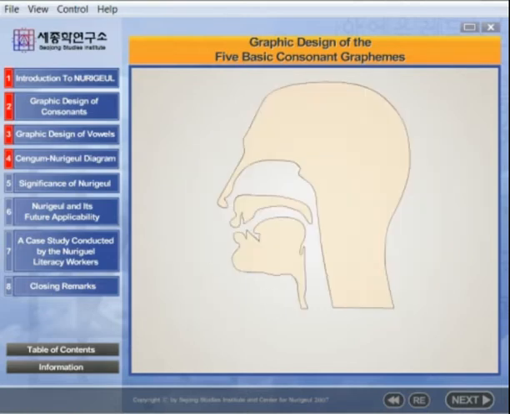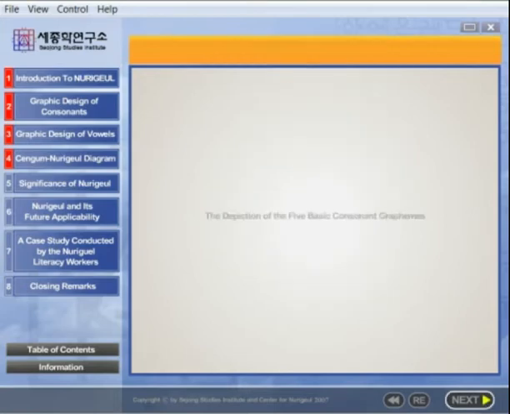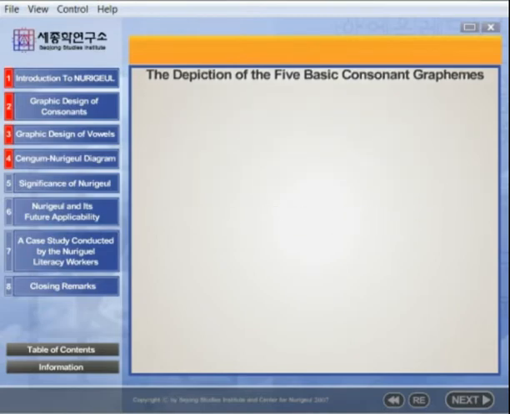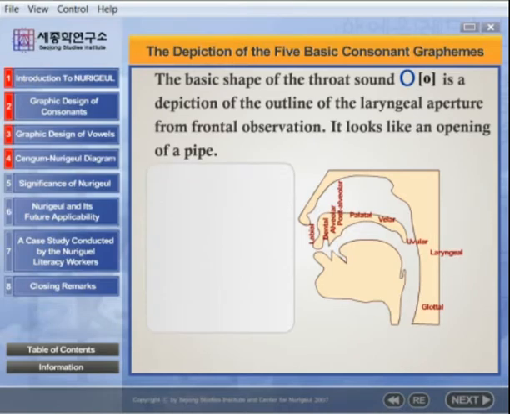Speech sounds are produced in an order beginning in the throat at the rear of the vocal tract and proceeding through the soft palate, the tongue, and the dentals to the lips. The depiction of the 5 basic consonant graphemes. The basic shape of the throat sound is a depiction of the outline of the laryngeal aperture from frontal observation. It looks like an opening of a pipe.